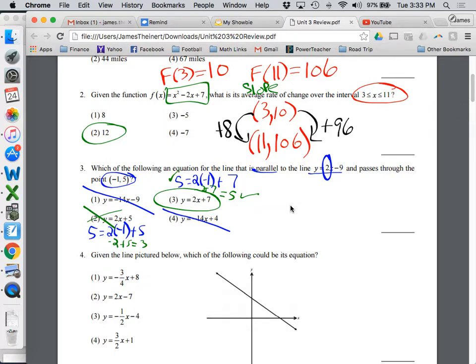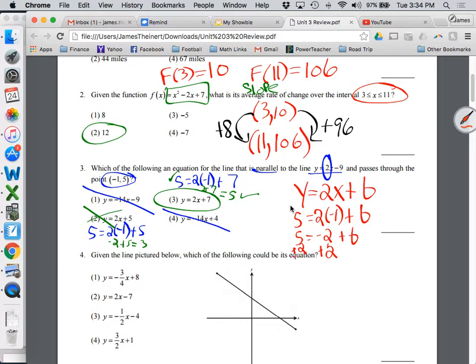If you don't like to do it that way with multiple choice, you steal the slope, y equals 2x plus something, and you plug in your x and y. 5 equals 2 times -1 plus that something. 5 equals -2 plus b, and just solve it out, add that 2 away, add that 2 away, and your y-intercept should be 7, which again happens right there.